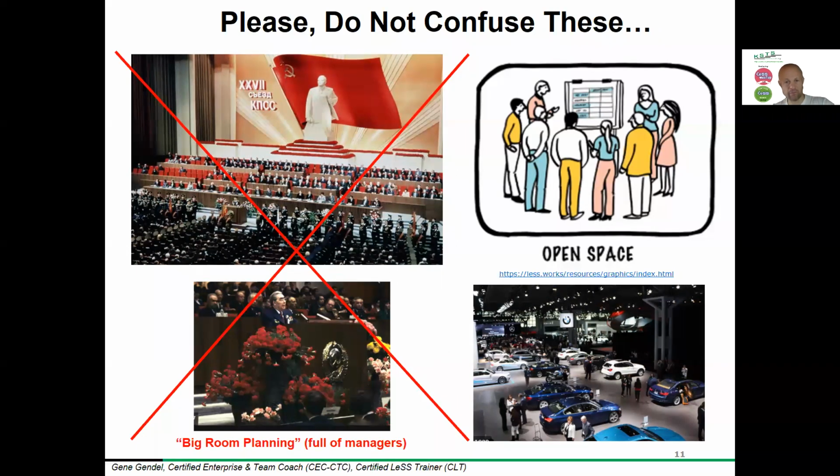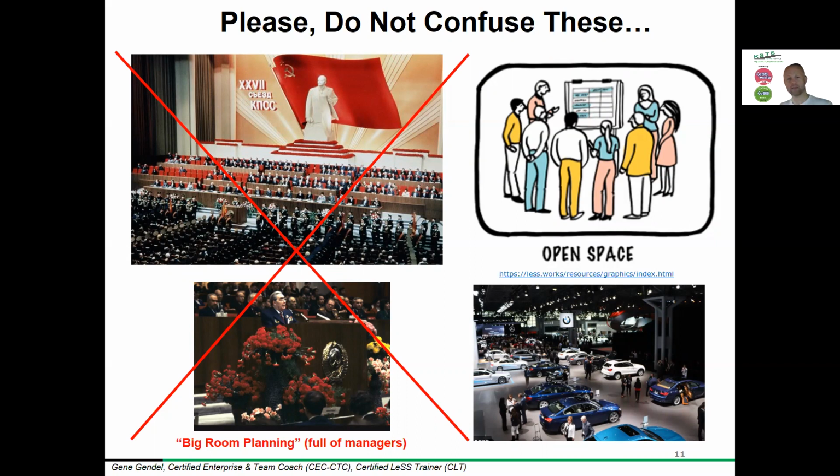Even if you're online virtually today, there are ways to improvise and to do open space by using these virtual canvases. There are almost indefinite, you can scroll indefinitely. There are ways to do it. As long as there is a will, there is a way. As well as sprint planning, as well as sprint reviews. So do not confuse big room planning with an open space event or open space meeting.